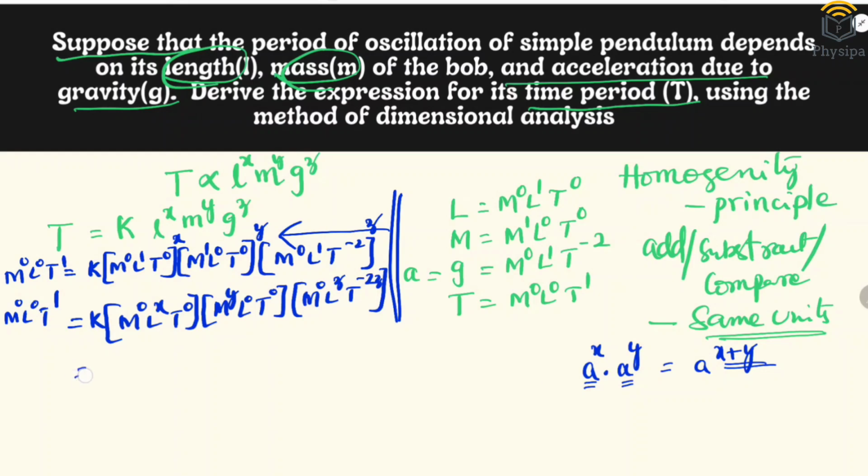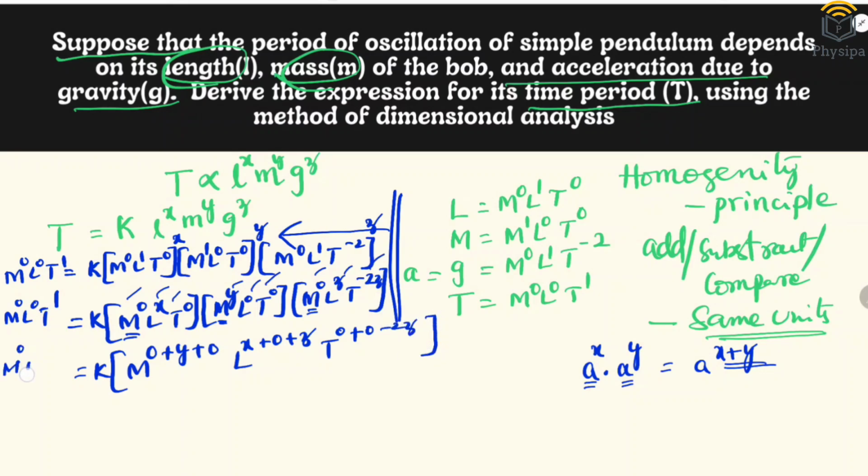So we can write k into, we will multiply M terms and we add the powers, then we get M^(0+y+0). Next L terms, L^(x+0+z). Next T terms, T^(0+0-2z). On the left hand side we get M^0 L^0 T^1.